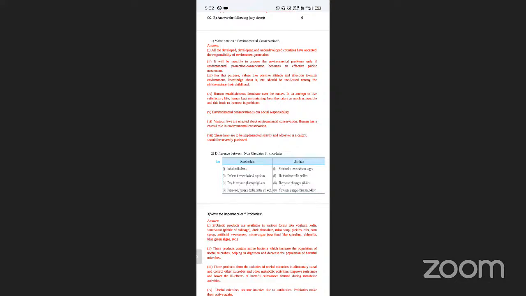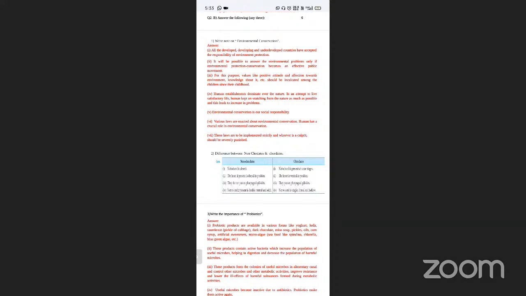Fifth point, environmental conservation is our social responsibility. It is not just one man's responsibility. Everyone is equally responsible for conserving the environment. Sixth point, various laws are enacted about environmental conservation. Humans have a crucial role in environmental conservation. For conserving the environment, various laws are being prepared so that we can follow those rules and participate by taking an important role in environmental conservation.